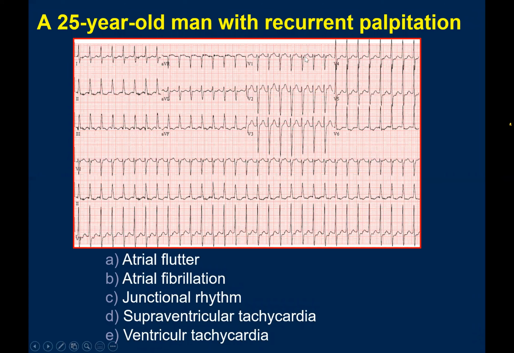In this patient, if you look carefully, there is a notch at the end of the QRS complex, and there is like a deep S wave here. This is actually the retrograde P wave, and if you see something like this, it is more likely to be AV nodal re-entry.